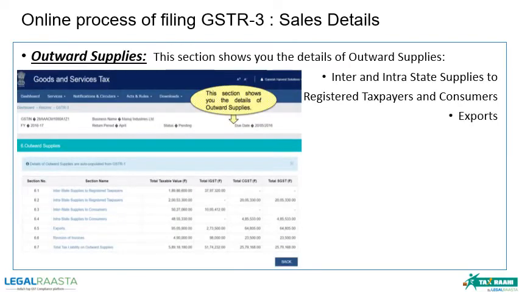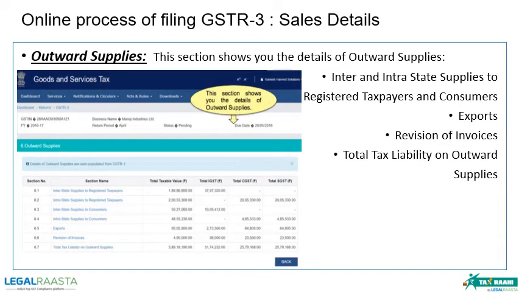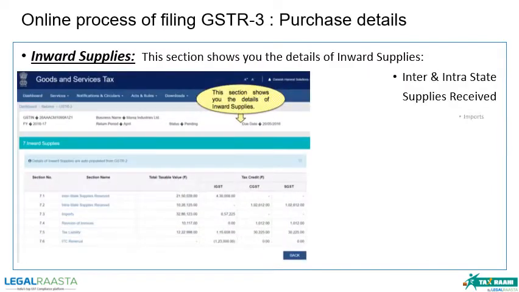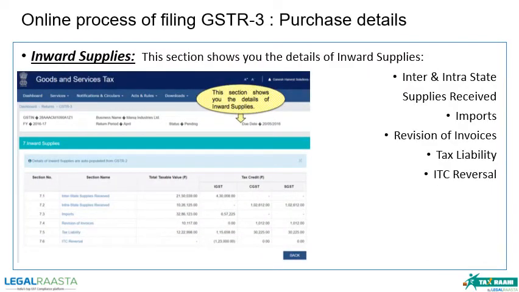The outward supplies section will show you the following details: inter and intra-state supplies to registered taxpayers and consumers, exports, revision of invoices, total tax liability on outward supplies. Inward supplies will show you the following details: inter and intra-state supplies received, imports, revision of invoices, tax liability, ITC reversal.